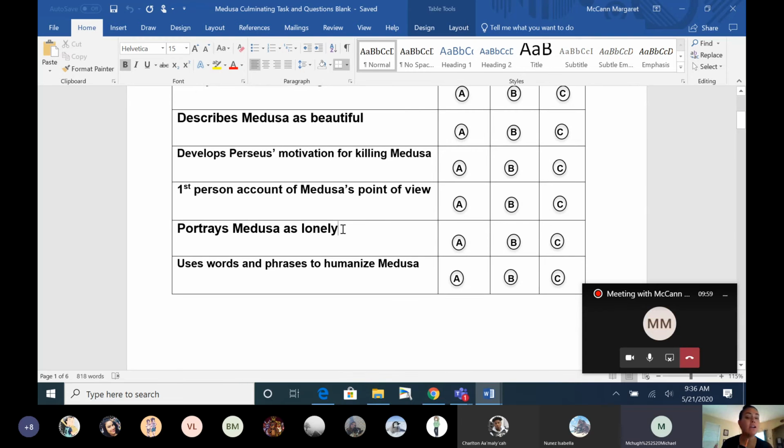Yep, and they tell us in one of those texts, so you have to figure out which one it is. All right, and then the next one is portrays Medusa as lonely. So do they describe her as a very lonely person in any of the texts, or monster, however you want to describe her? And then finally, uses words and phrases to humanize Medusa.